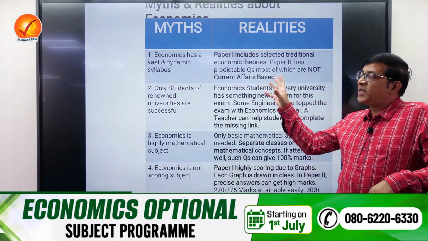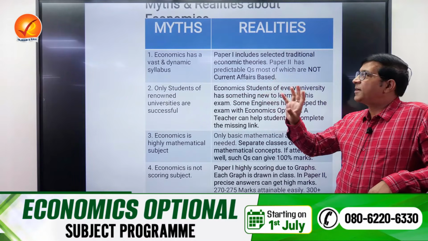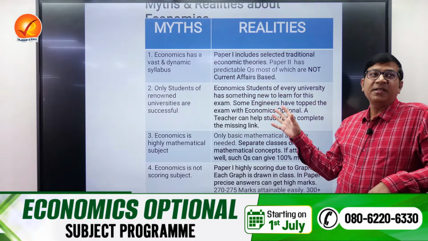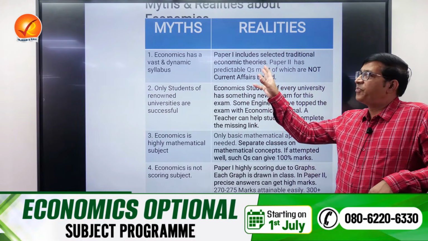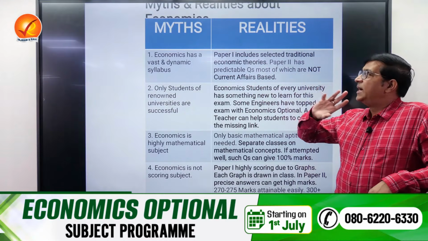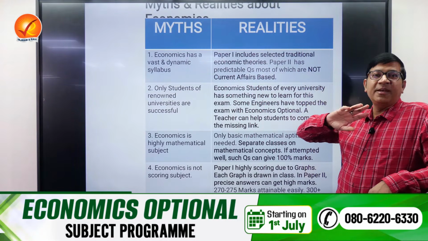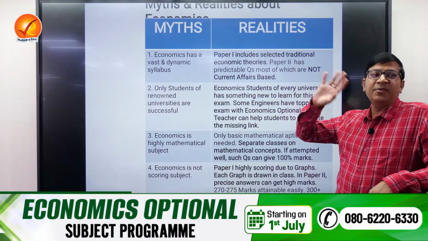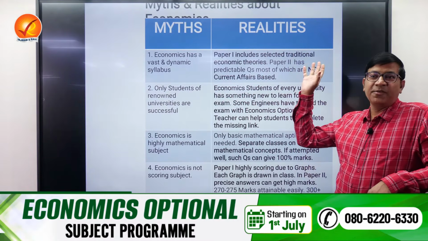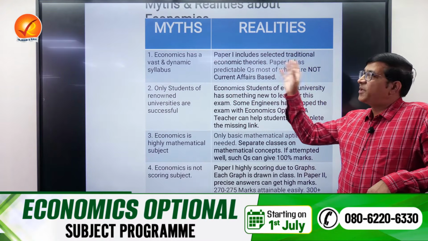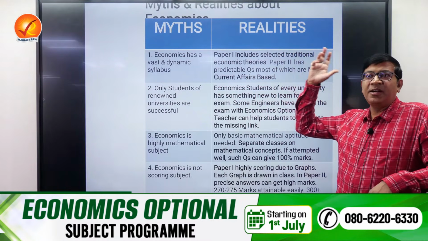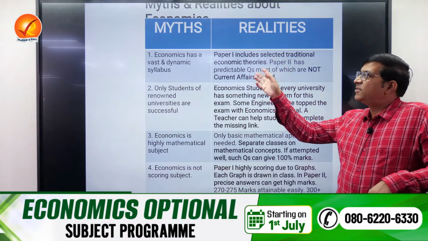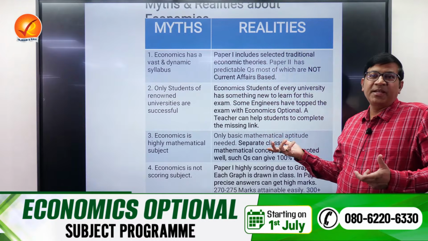Paper one of economics optional is completely static, in the sense that it is a theoretical paper. It's where we do economic theories, and most of these economic theories have been given decades ago, sometimes even centuries ago. Are you getting the point? So many of these theories are coming from the 19th century or early 20th century. There is nothing dynamic about it, frankly speaking.